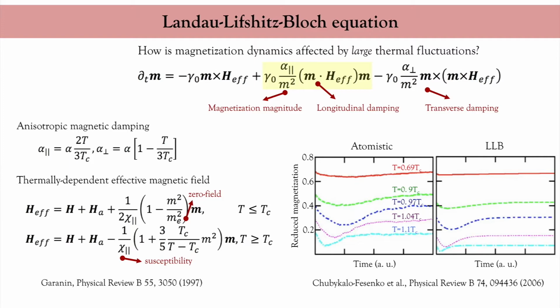The right figures show the same simulations using the Landau-Lifshitz-Bloch equation. Here we are in the micromagnetic approximation, so you don't consider individual spins but rather a continuous vector field representing the collective magnetization. You see that very similar features are obtained, which indicates that the Landau-Lifshitz-Bloch equation can describe the longitudinal relaxation of the magnetization magnitude pretty well.